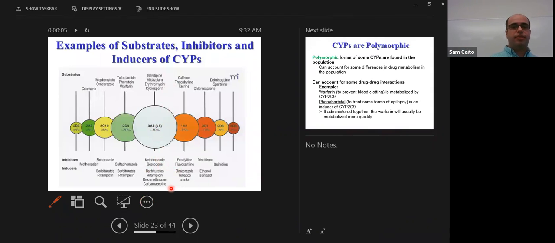Some interesting things to look at here is that ethanol can actually induce certain CYPs. Same thing with caffeine, which can be a substrate and also an inducer, as well as tobacco smoke. So environmental factors are in play as well. Not only do you have to think about the drugs that these CYPs will work on, but also the environment that these CYPs are exposed to will alter their activity.